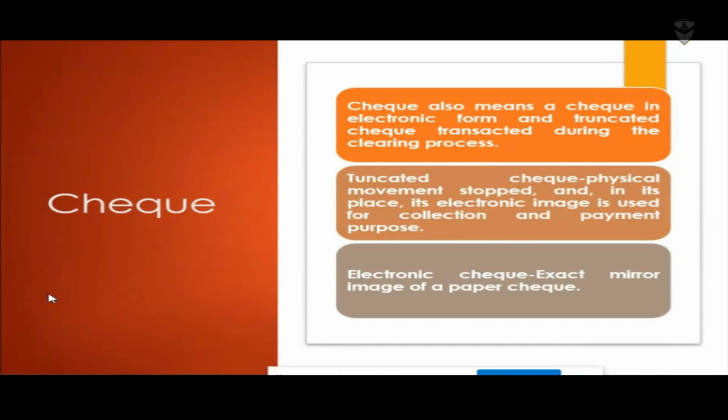Electronic check means the exact mirror image of the paper check. So the branch will send the electronic image of the check to the clearing house. On that basis, the clearing will be done. On that basis, the payment will be done. There is no physical movement of checks now. Previously, all the checks used to be sent physically only. Now, all this has been done electronically.